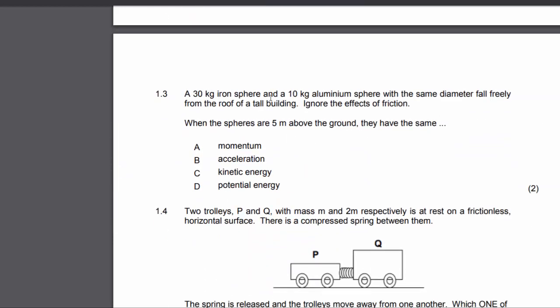A 30 kilogram iron sphere and a 10 kilogram aluminium sphere with the same diameter fall freely from the roof of a tall building. Ignore the effects of friction. When the spheres are 5 meters above the ground, they have the same momentum. Well, momentum is velocity times mass, so no, both have different masses. The same acceleration? They're both just falling off a building, so they're both accelerating at 9.8 meters per second squared. So this answer is B. Kinetic energy is half mass times velocity squared, so no, it depends on mass.